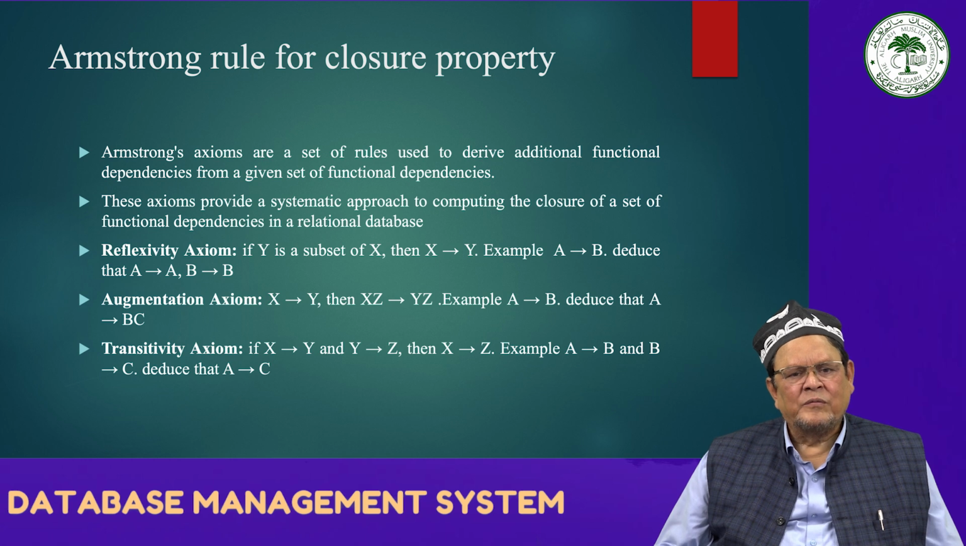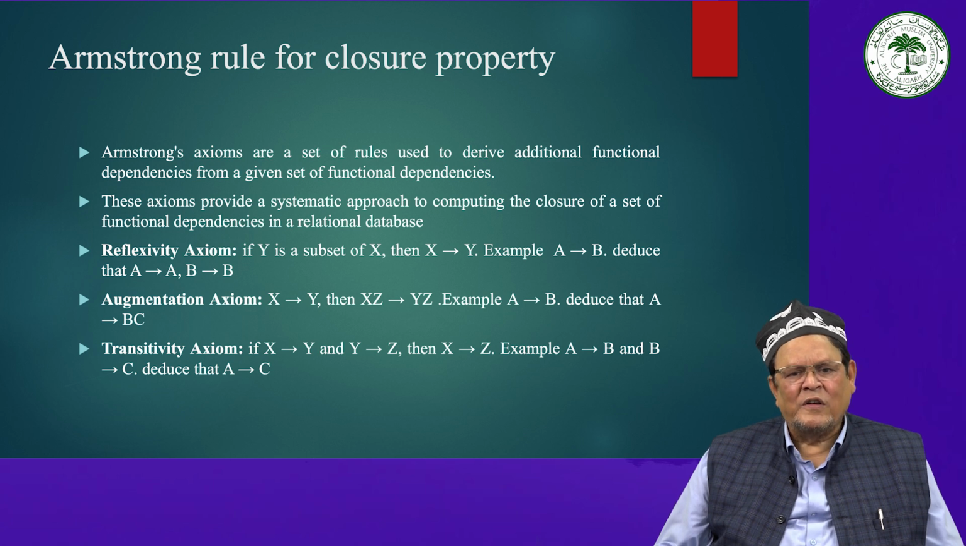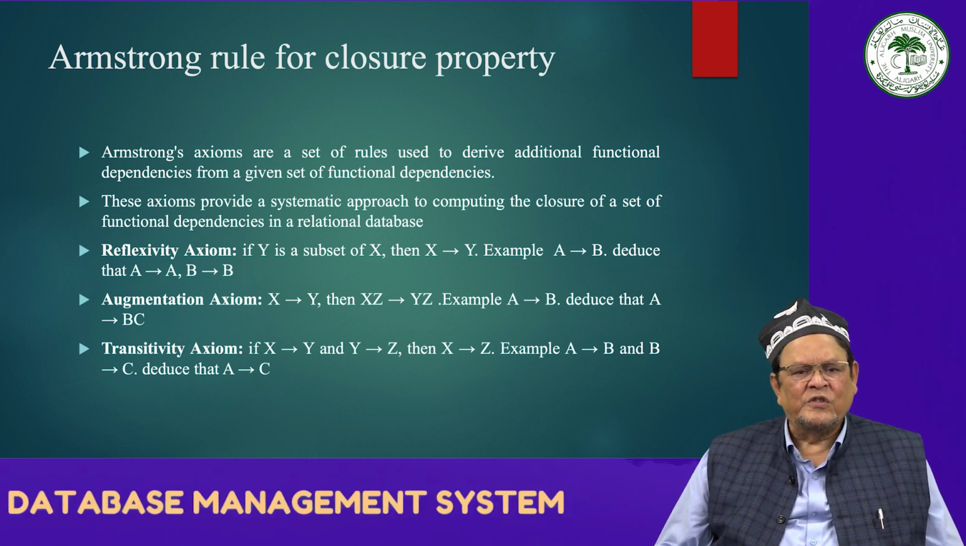Reflexivity axiom. Reflexivity states that if Y is a subset of X, then X determines Y. In other words, if you have a set of attributes X, then you can always infer that X functionally determines itself. Mathematically, if Y is a subset of X, then X determines Y. For example, if you have a functional dependency A determines B, you can apply the reflexivity axiom to deduce that A determines A, B determines B, and so on.